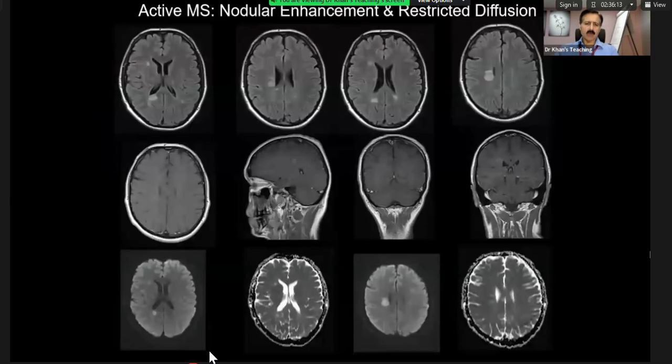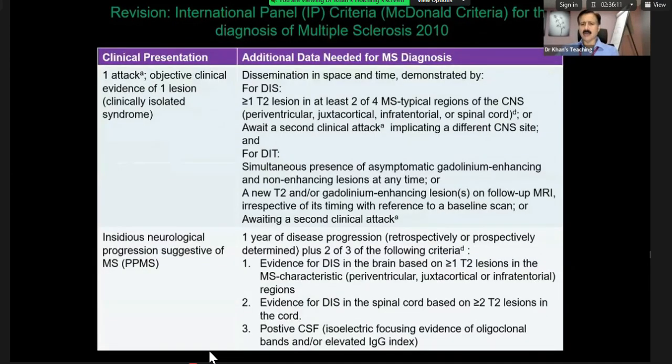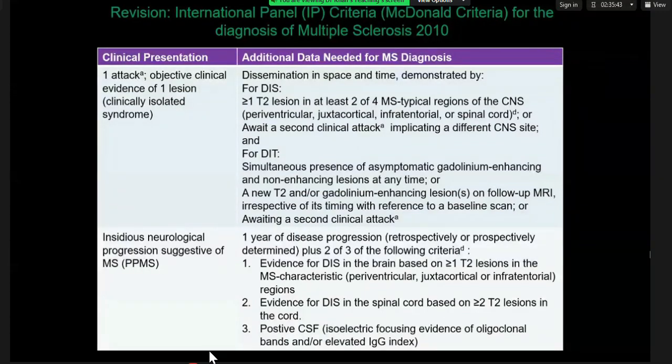What I'm telling you now is a key concept for your exam. How do you diagnose MS? And please remember the basics. If you are a neurologist, one of the basic things to remember is that MS is a multifocal, multiphasic illness.